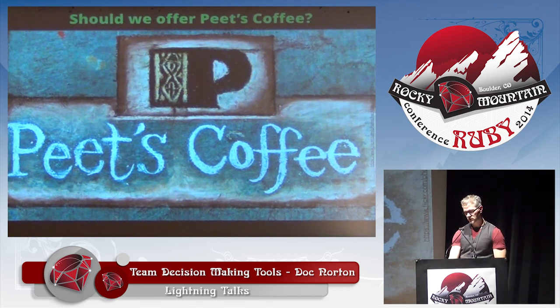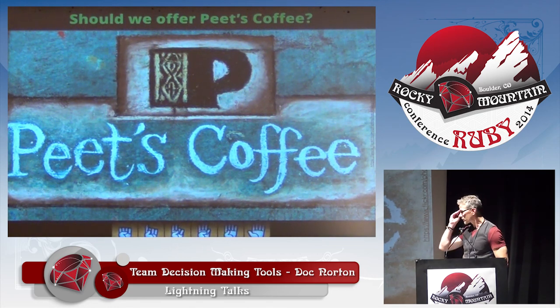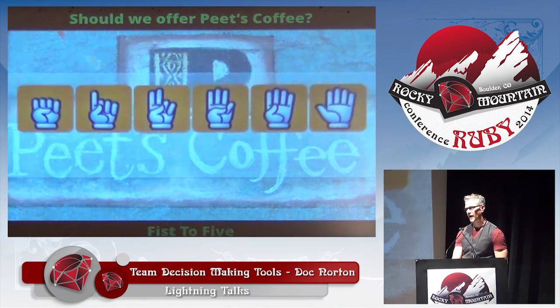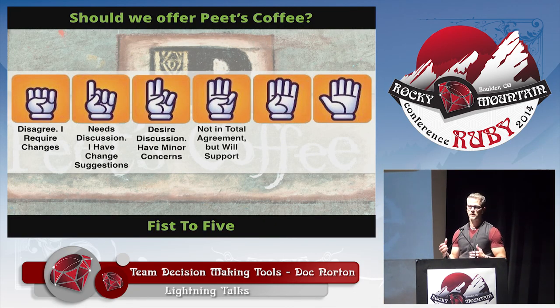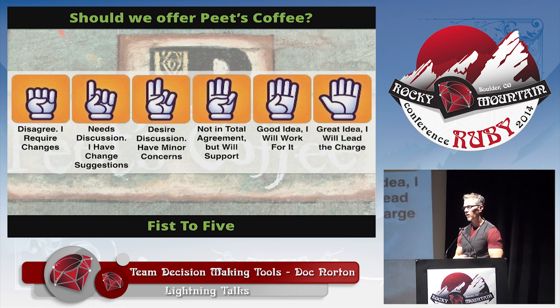So something that we often use to help with this is something called Fist to Five. You folks may be familiar with it, you may not be. Oftentimes at the beginning of a discussion, we'll call for a Fist to Five vote. So we say, hey, should we get Peet's? And the reason we do this is, Fist to Five is everything.